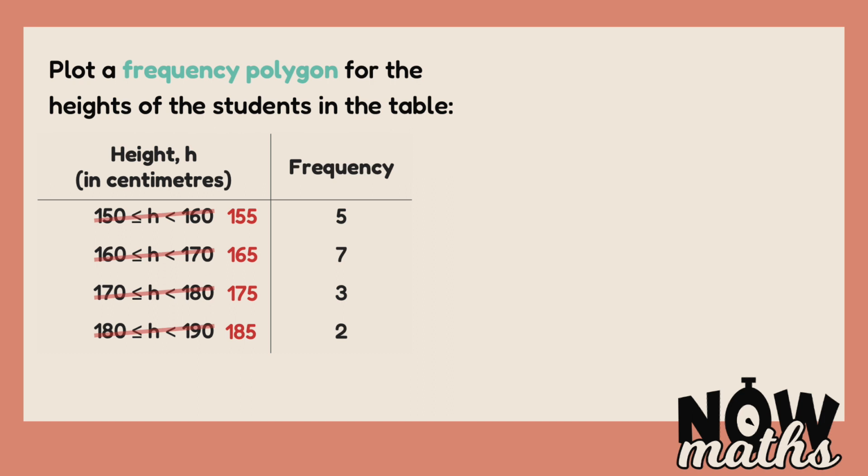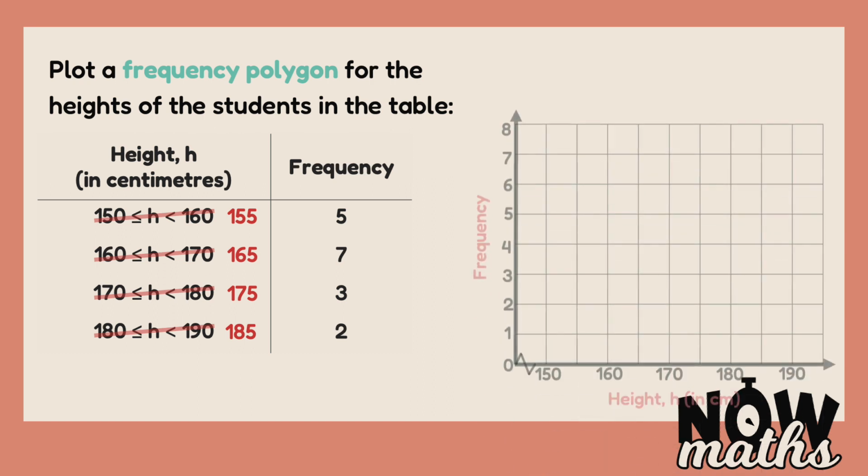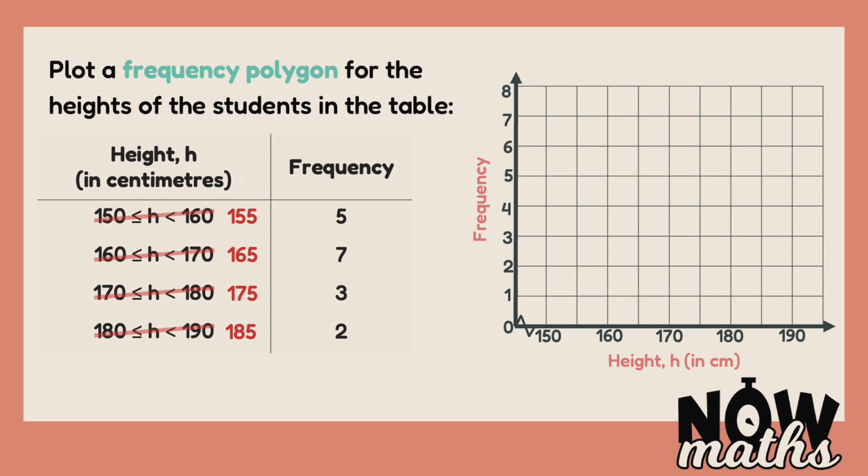Now we need a graph to plot these values onto. So we'll have the height on the x-axis and the frequency on the y-axis. Note the zigzag in the bottom left corner is an axis break that allows us to start the scale of the x-axis at 150, so we don't have a graph with lots of blank space.